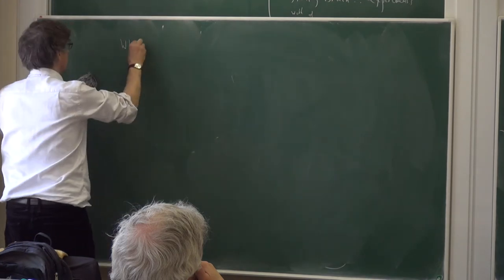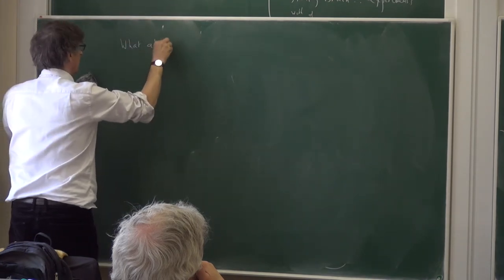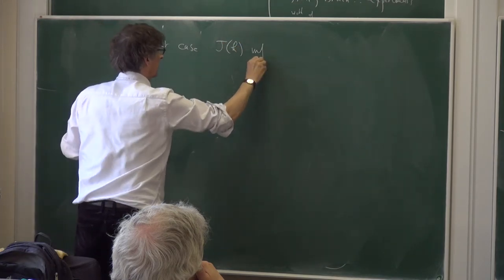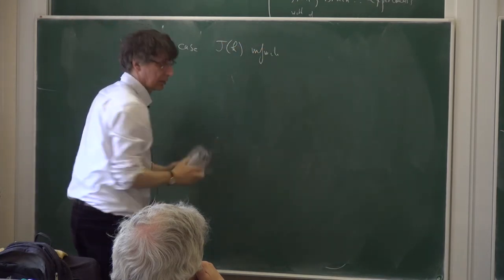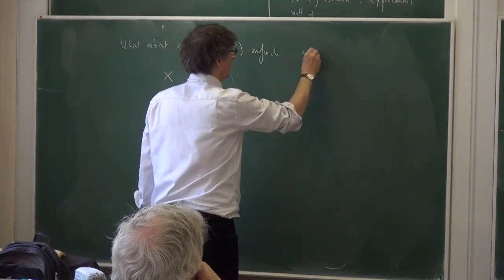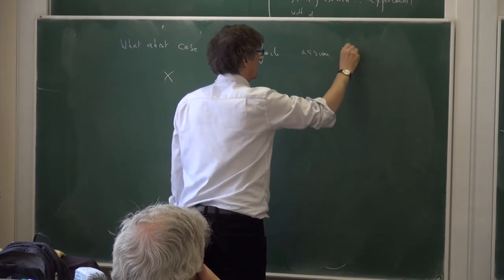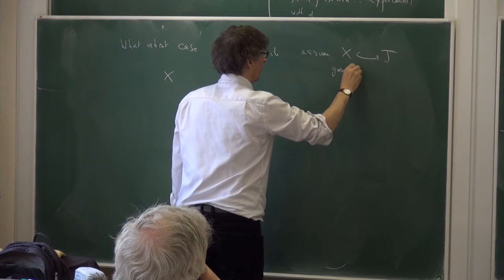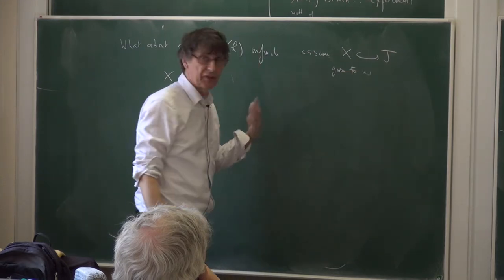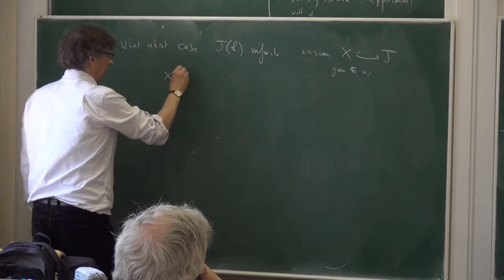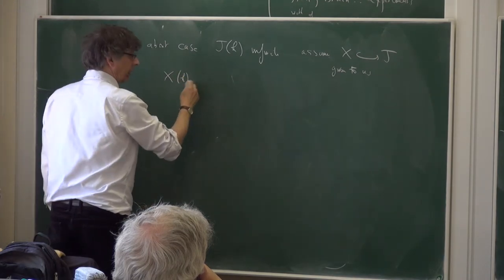what about the case J of K infinite? Well, I can still look at diagrams like this. So assume we have an embedding from X to J which is given to us. Typically, assume we have a zero cycle of degree one. Then what do you have? You have X of K, which lies in J of K.